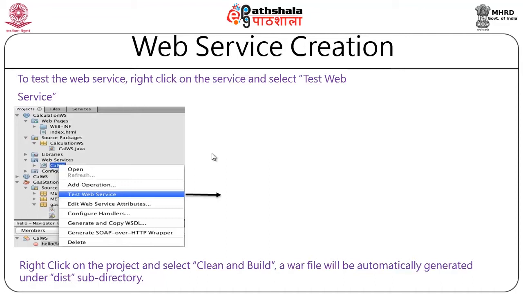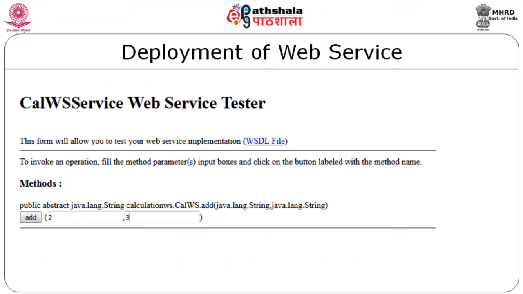Once Test Web Service has been clicked, a tester screen will be displayed like this. You can see the tester screen, the CalWS web service tester. This form will allow you to test your web service implementation. In brackets you can see the WSDL file.